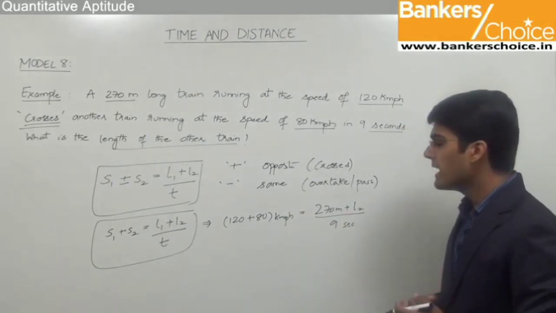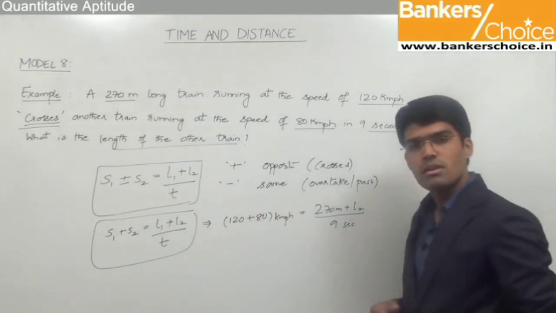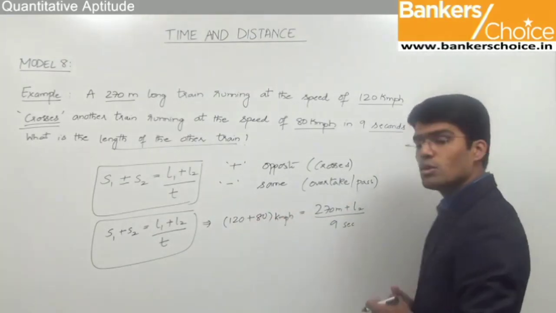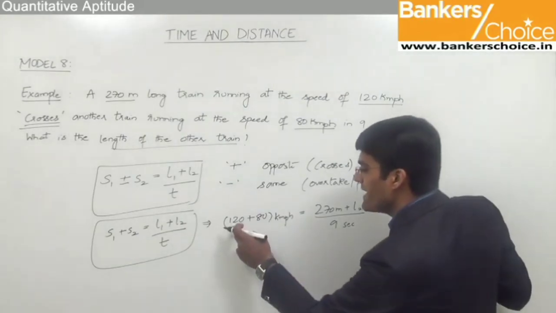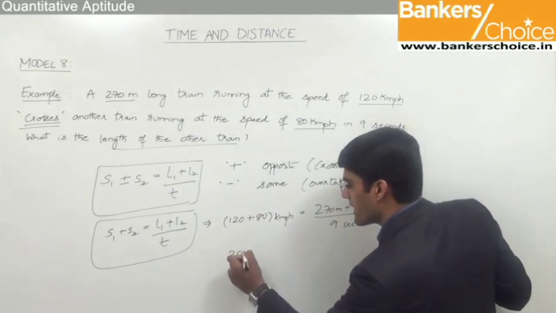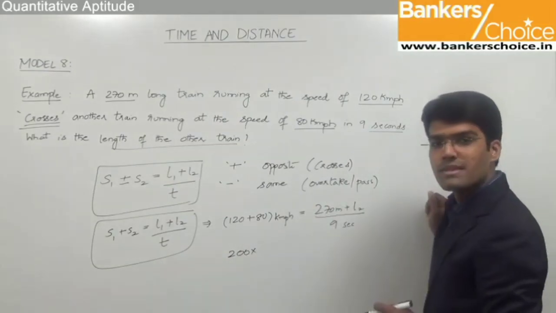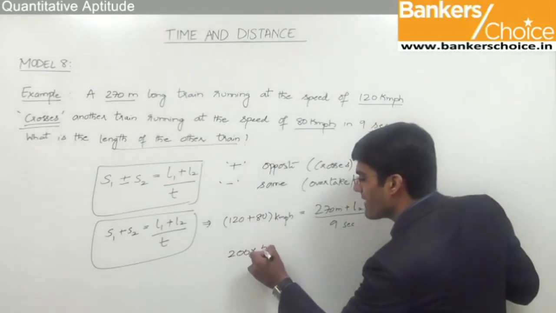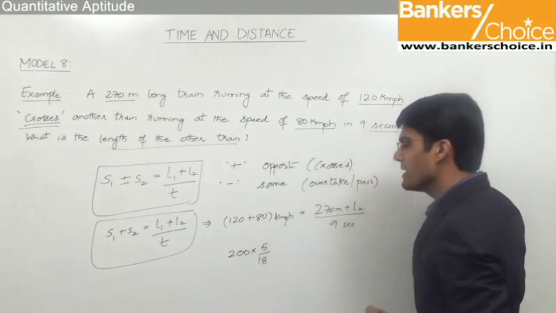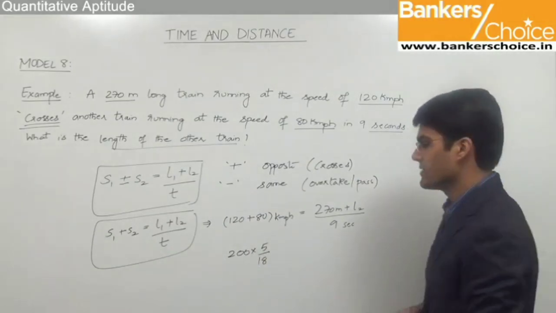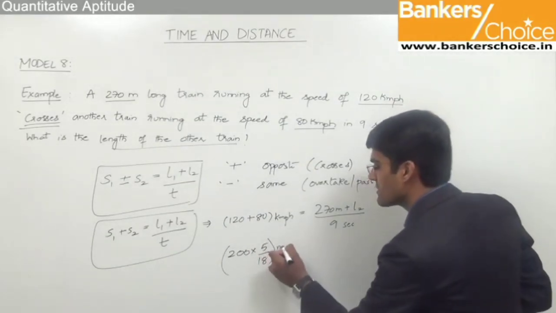So before we do the calculation, we need to convert this into meters per second. So let us convert this speed of kilometers per hour into meters per second. So 120 plus 80, this is 200. 200 kilometers per hour can be converted into meters per second with the help of 5 by 18. So when you multiply this value with 5 by 18, it gets converted to meters per second. So now the speed here is in meters per second.